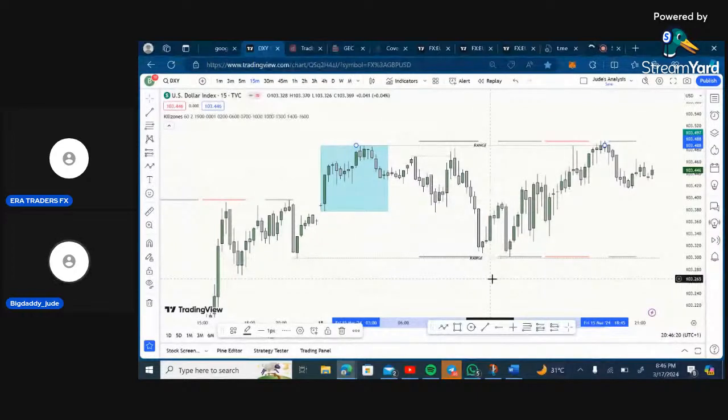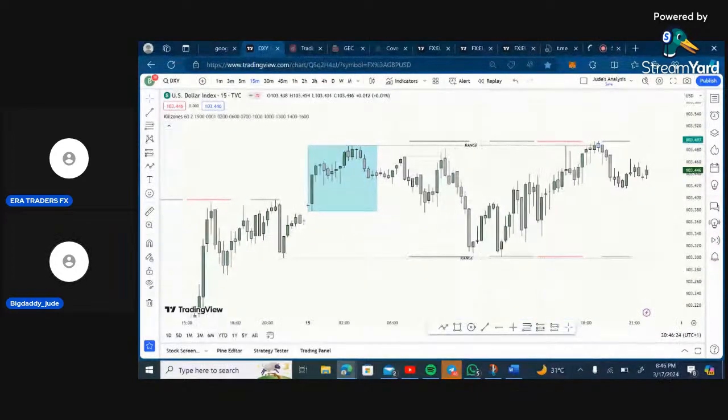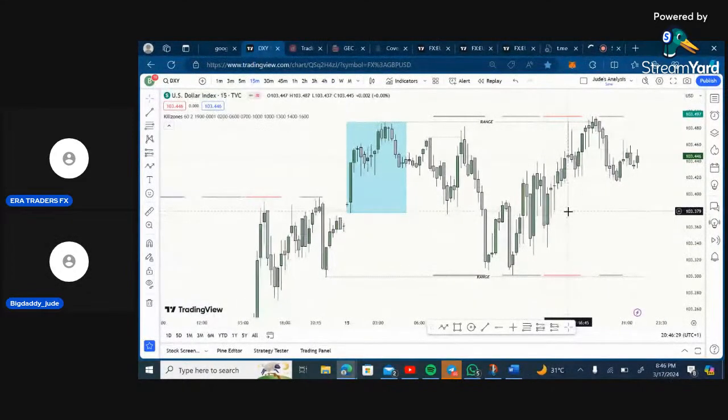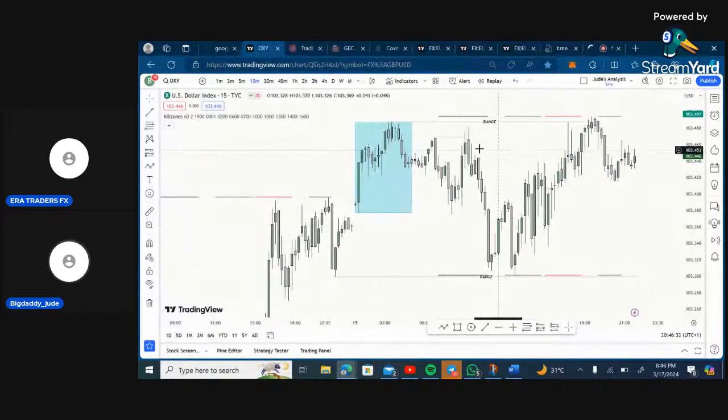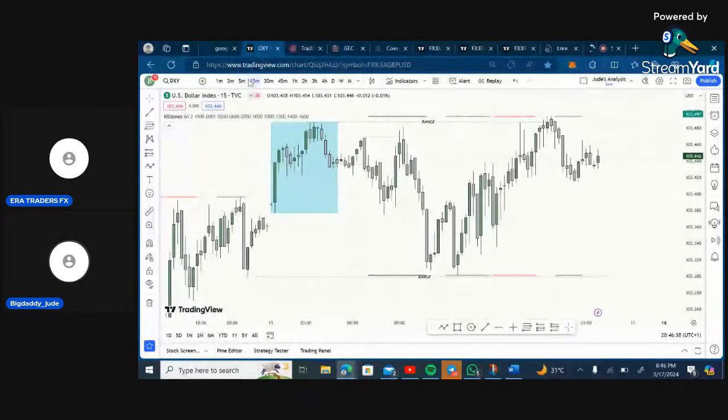And I would like for price to give us a nice direction. I would like for price to give us a direction before counter trading this, right? So yeah, I'll wait for price to give us a nice direction before counter trading this market.